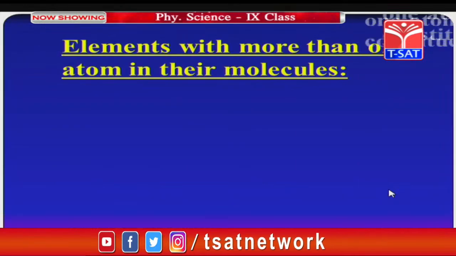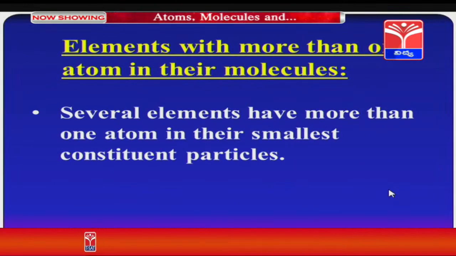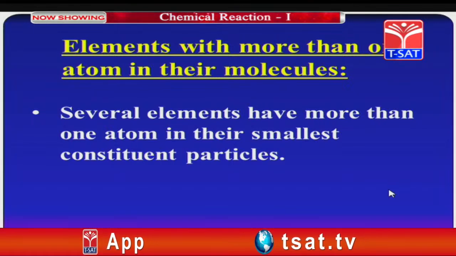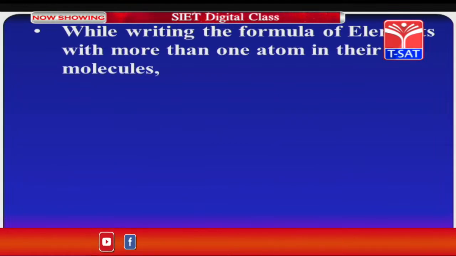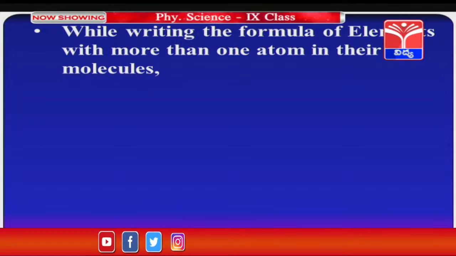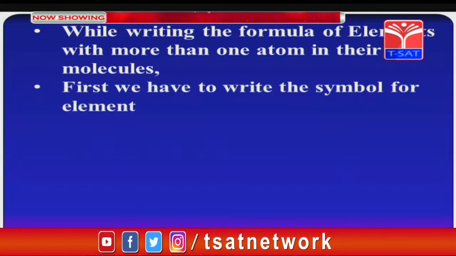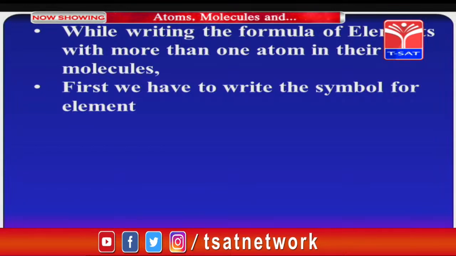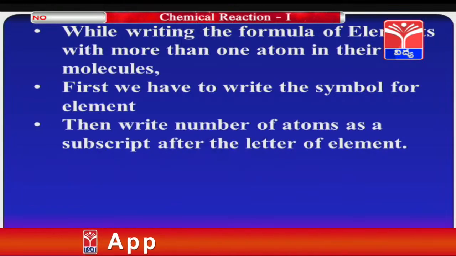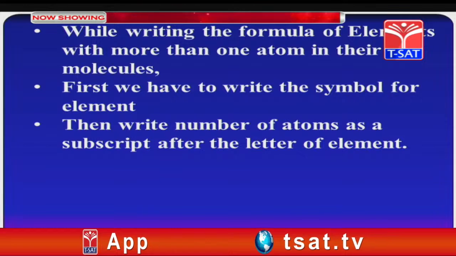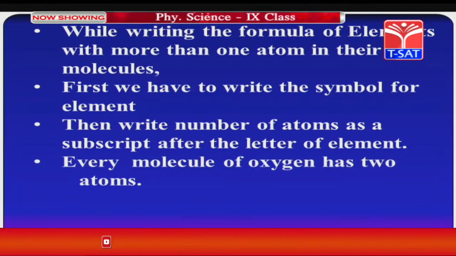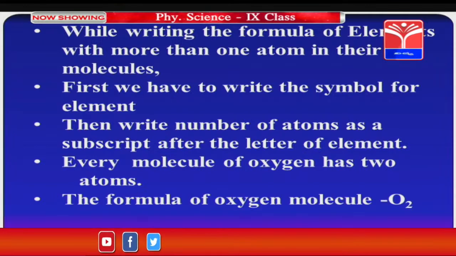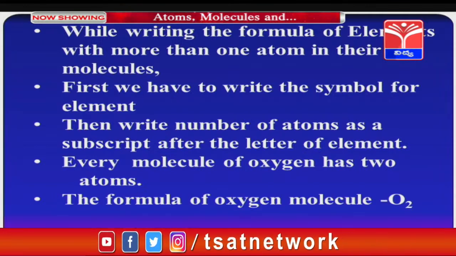Elements with more than one atom in their molecules. Several elements have more than one atom in their smallest constituent particles. Then, while writing the formula of elements with more than one atom, how are you going to write? We have to indicate their number. So, first you have to write the symbol and then write the number of atoms as a subscript. Every molecule of oxygen has 2 atoms. So, the formula of oxygen molecule is O2.